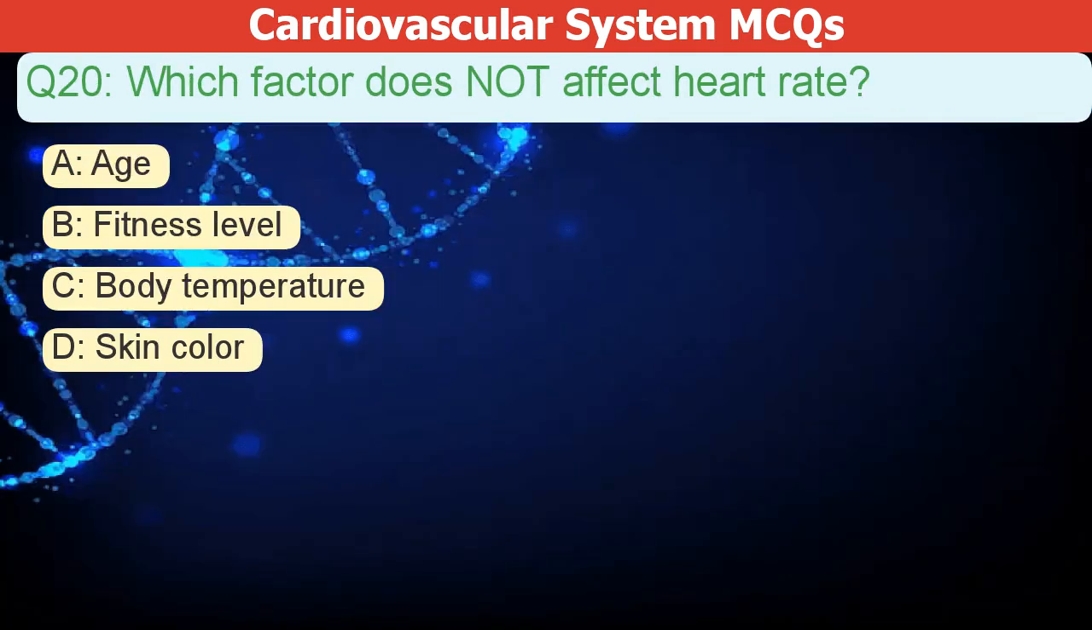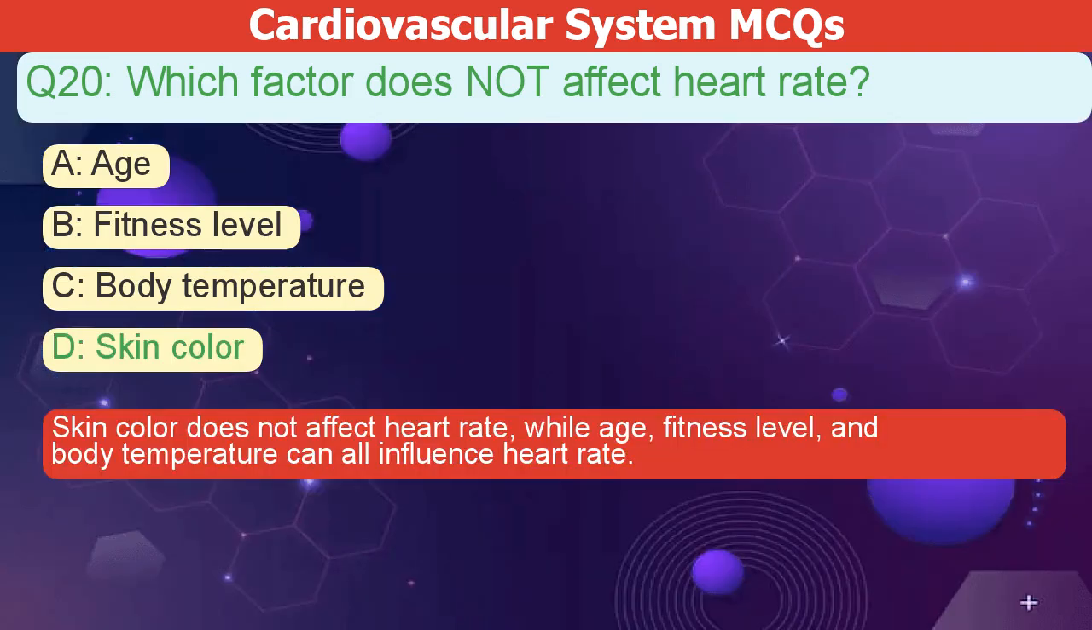Which factor does not affect heart rate? A. Age. B. Fitness level. C. Body temperature. D. Skin color. The correct answer is D. Skin color does not affect heart rate. Age, fitness level, and body temperature can all influence heart rate.